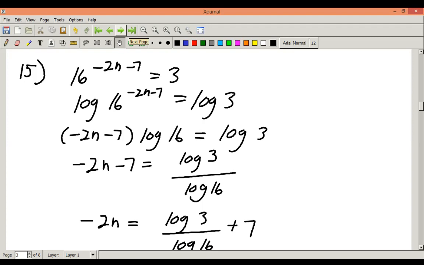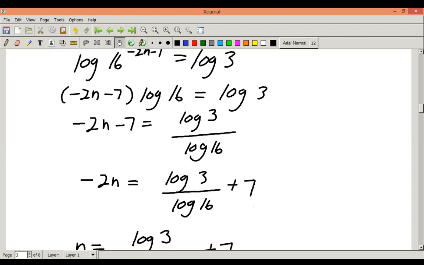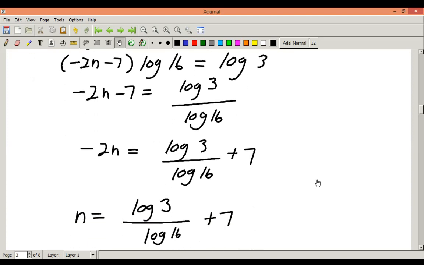Now we're going to use the property of logs to rewrite the left side. So that's a log of a power. So we're going to take that negative 2n minus 7 and multiply it, in parentheses, of course, by log of 16 equals the right side. From here on, it's just algebra. So divide both sides by log of 16 to get that next step. Add 7 to both sides, putting that plus 7 on the end of it away from the fraction. And then finally divide both sides by negative 2.